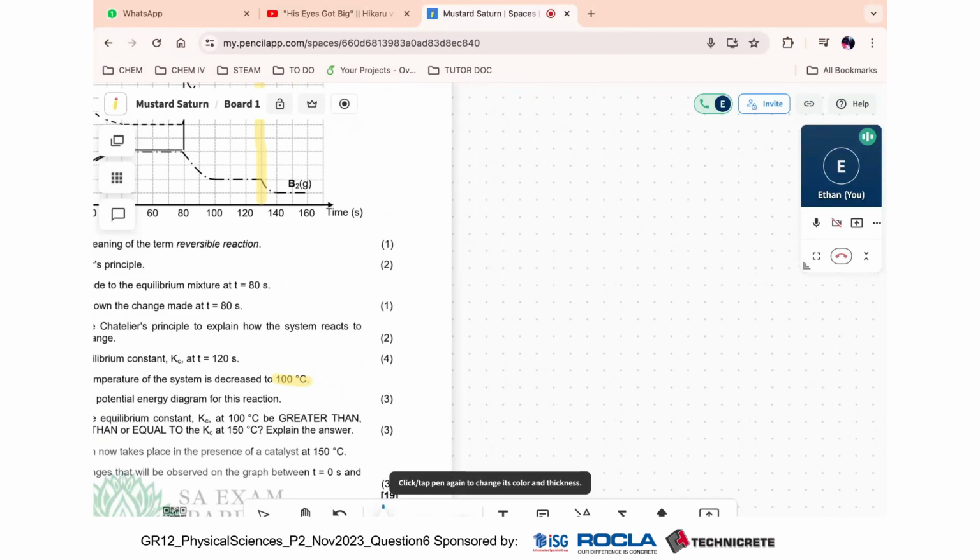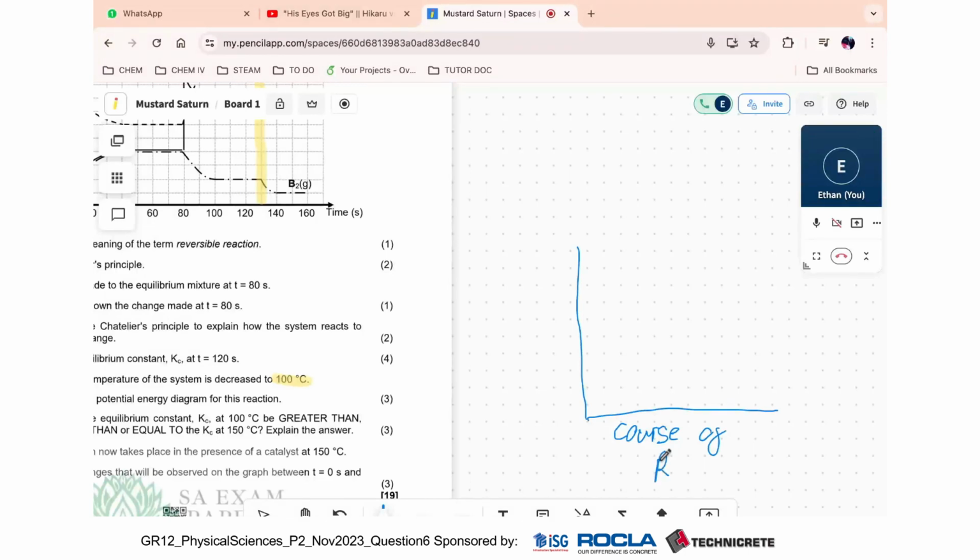So we need to remember a potential energy diagram looks something like this. We have a y-axis, an x-axis. On our x-axis, we just have, as the reaction goes on, you can just say course of reaction. I'll just write Rxn for short. And then on the y-axis, we have the energy, in this case, potential energy. This is supposed to be a y.